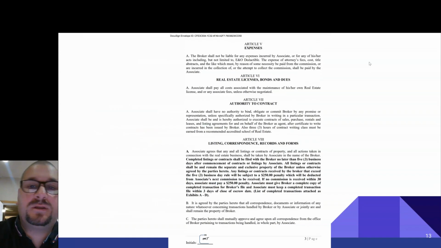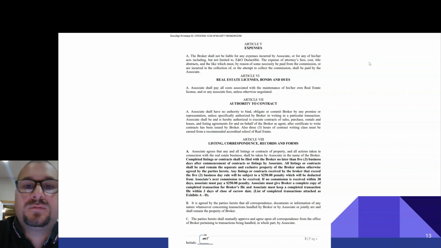So the broker doesn't handle any of that, or for any of his or her acts, including but not limited to E&O deductible. So if you mess up on a document, you have an errors and omissions deductible. The expense of attorney fees, costs, title, abstracts, and the like, which must, by reason of some necessity, be paid from the commission or are incurred in the collection of or the attempt to collect the commission, shall be paid by the associate.